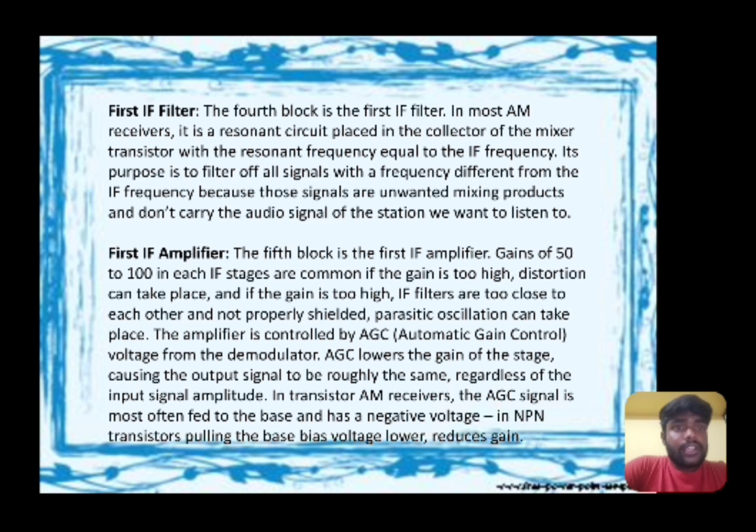The amplifier is controlled by automatic gain control. Voltage from the demodulator AGC lowers the gain of the stage, causing the output signal to be roughly the same regardless of the input signal amplitude. In transistor AM receivers, the AGC signal is most often fed to the base as a negative voltage. In an NPN transistor, pulling the base bias voltage lower reduces the gain.